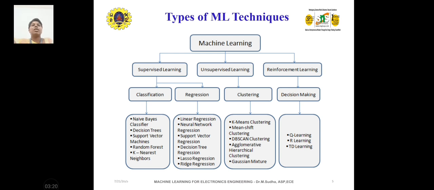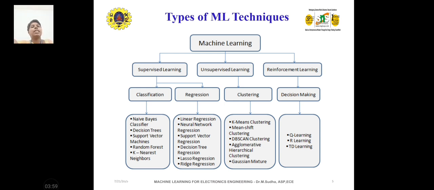So what is classification and what is regression, clustering, and decision making, we will see in detail. For classification, we have some algorithms with which supervised learning happens. That is the Naive Bayes classifier, decision trees, support vector machine, that is the SVM classifier, random forest, and k nearest neighbor. And coming to regression, we have linear regression, neural network regression, support vector regression, decision tree regression, lasso regression, and ridge regression. So these are the classification and regression algorithms.